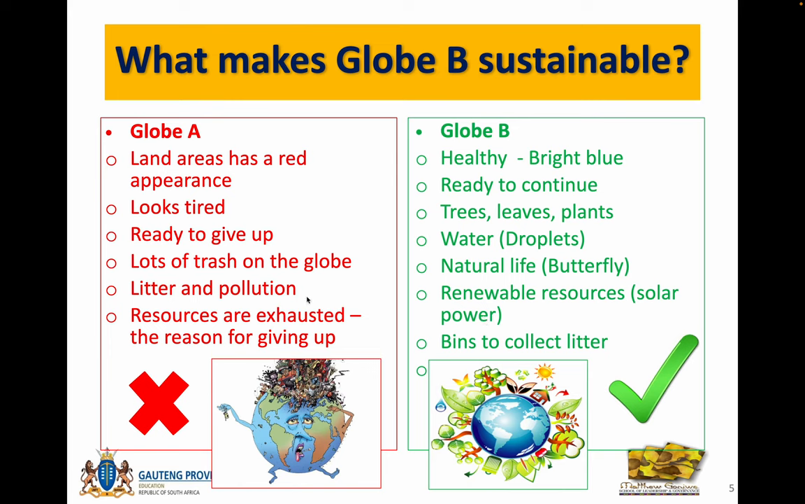So globe A is not sustainable because it looks tired, ready to give up. There is a lot of dirt, a lot of trash, a lot of littering, pollution, and also resources are exhausted. So in globe A, there is no sustainability that is taking place. So we are trying to differentiate in terms of knowing sustainability.